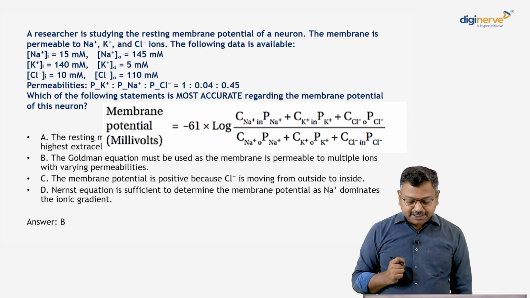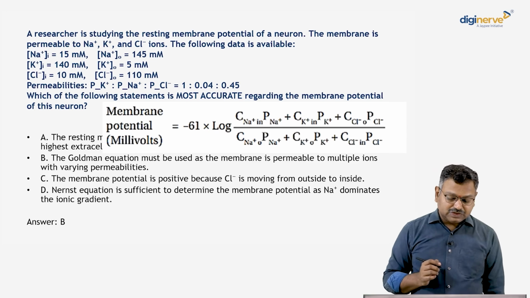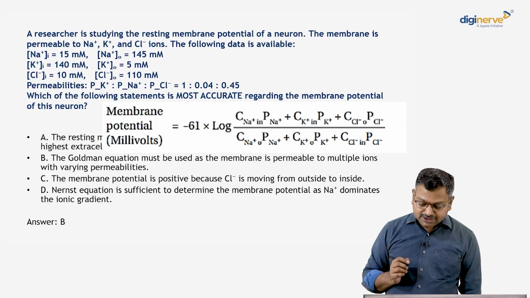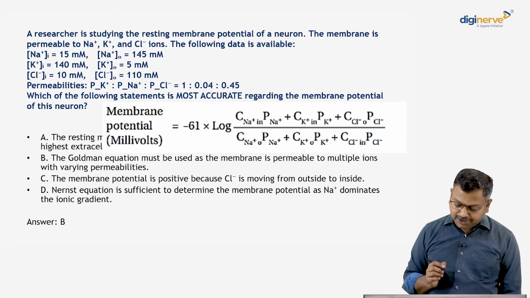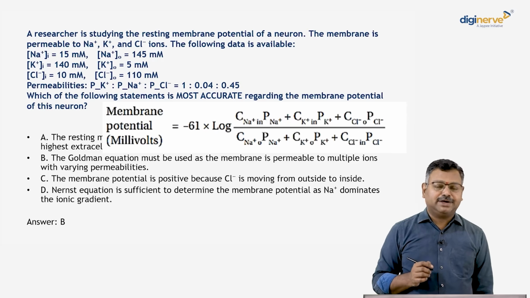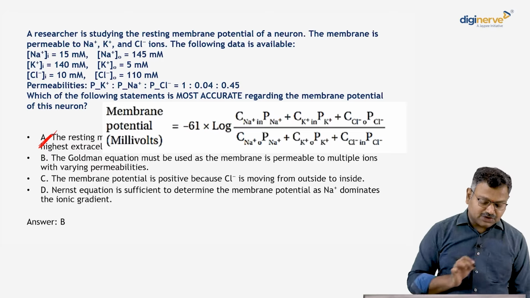Now the resting membrane potential is closest to the Nernst potential of sodium due to its extracellular concentration. While sodium is high in the extracellular component, its permeability is very, very low. Sodium permeability is 0.04 compared to potassium. So the impact is very, very minimal. So the A option is wrong there.